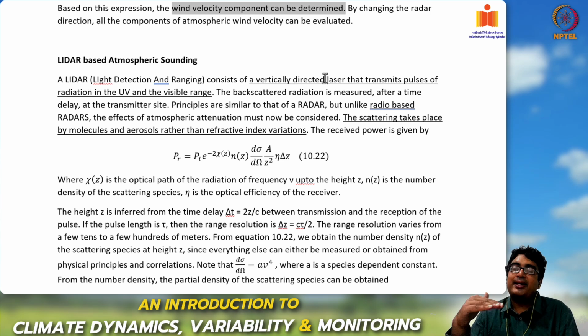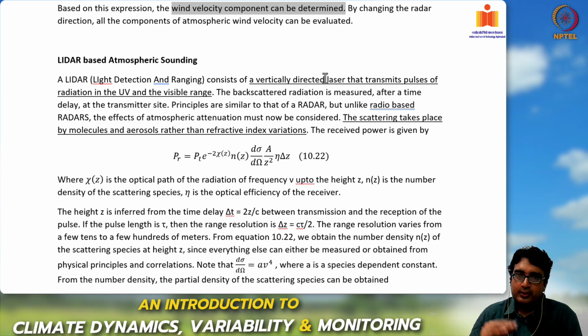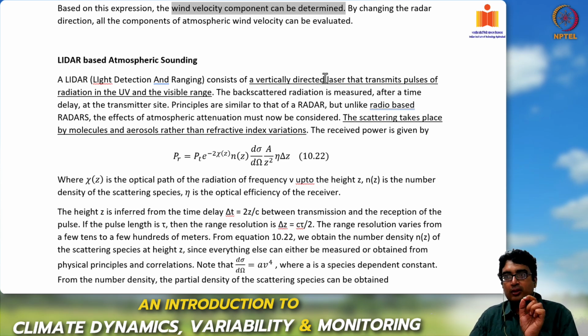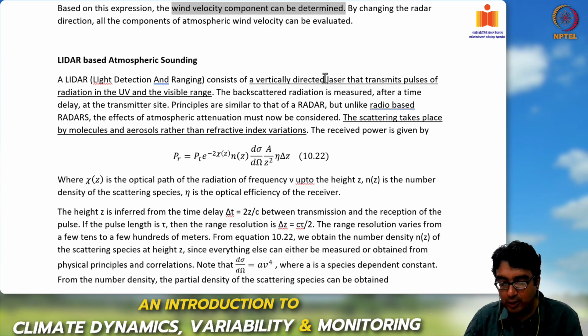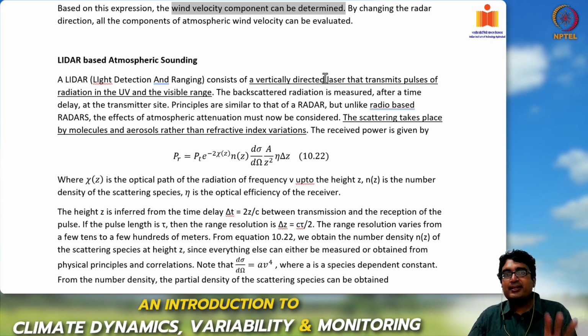So here the direction is normal to the ground always. Vertically directed laser that transmits pulses of radiation in the UV and the visible light. So laser is a single frequency, almost a single frequency synchronized radiation, and the frequency is in the UV and the visible range. So the difference between radar and Lidar is radar works in microwaves and radio waves. Lidar works in the UV and the visible range.